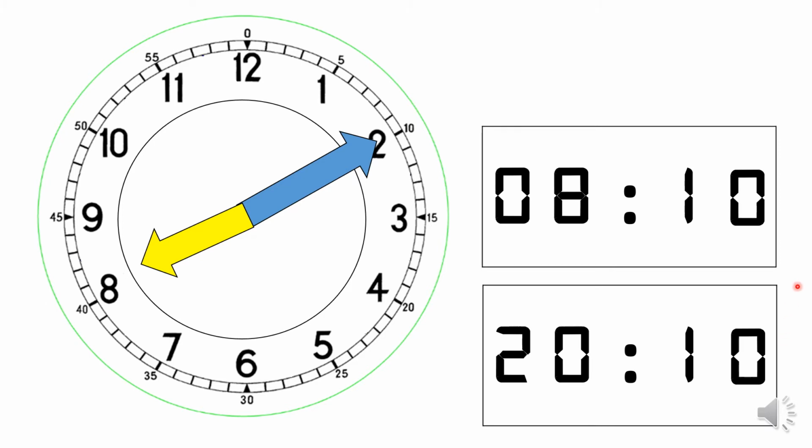So 10 past 8, written digitally for the 12-hour clock, is here. And as the 24-hour clock is shown here. And obviously it's just the hour digit that changes.